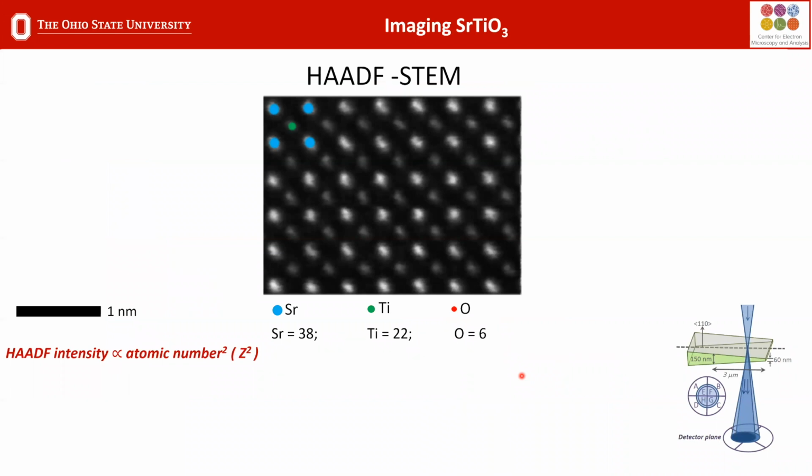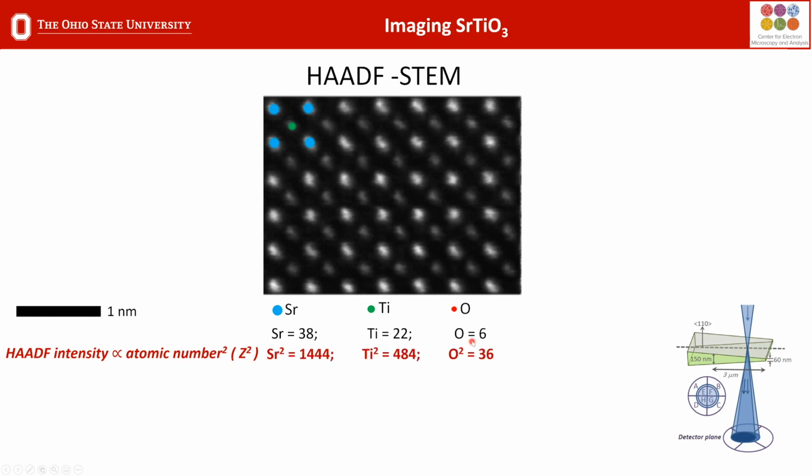So I come back to our strontium titanate image. We've seen this now a few times. Hopefully you're familiar with it. We have strontium in the corner positions, titanium in the middle. And again, oxygen should be sitting here in a diamond around it. But we're not seeing that, right? And what creates the contrast in this image again is the HAADF intensity is proportional to the atomic number, Z squared. So our atomic number for strontium is 38. Our atomic number for titanium is 22, and our atomic number for oxygen is 6.